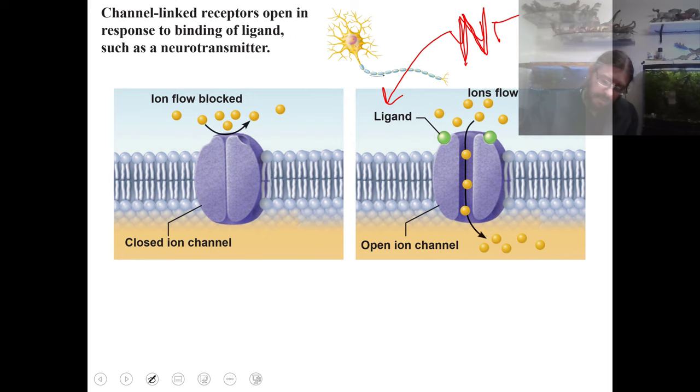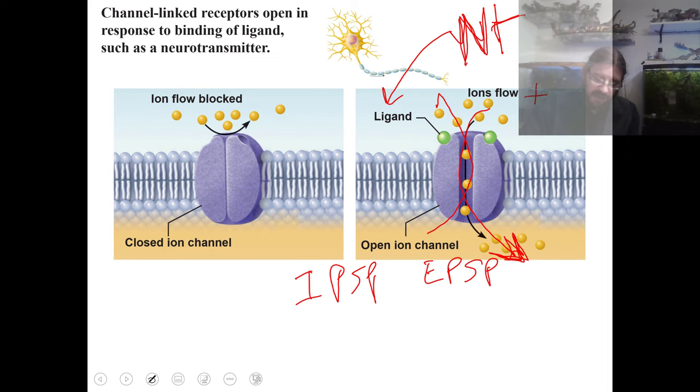Neurotransmitter. So the neurotransmitter is actually what allows the channel to open and gets ion flow. That ion flow, if it's an excitatory postsynaptic potential, has ions flowing in, right? So these might be positively charged ions flowing in. An inhibitory postsynaptic potential might be positively charged ions flowing out. Really just depends on the channel that gets opened up, whether it's sodium, whether it's potassium, whether it's something like calcium.